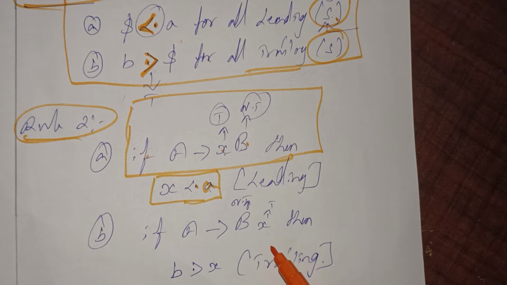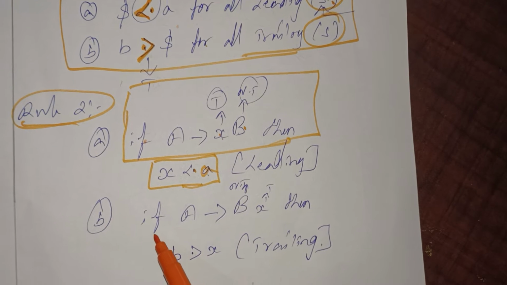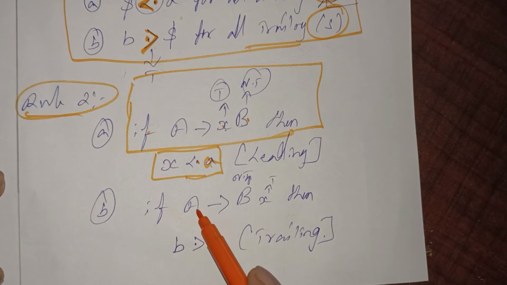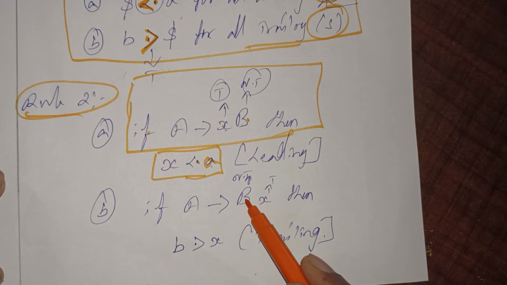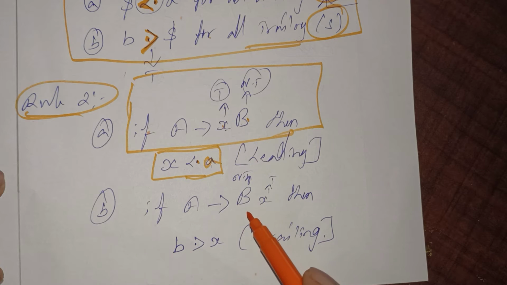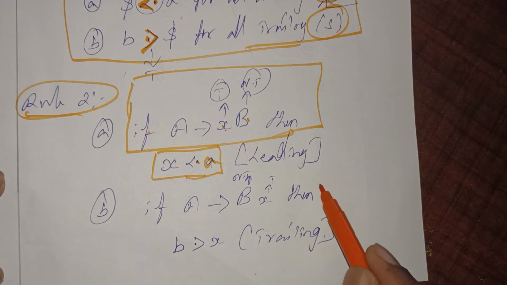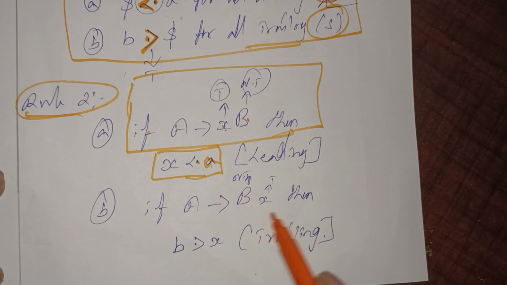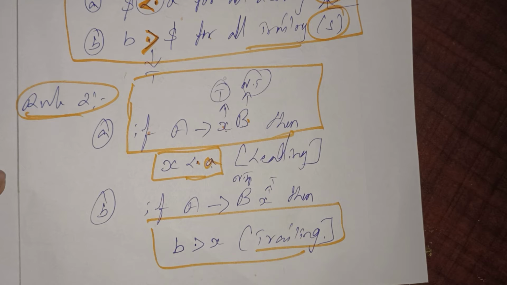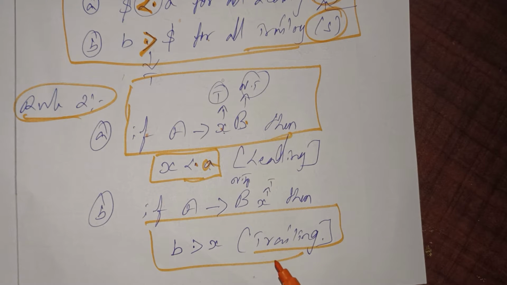X leading A. Second thing: if in any given grammar the production rule is in this way, say a non-terminal on the left-hand side points to a non-terminal and a terminal, so this is quite the reverse here, then B trailing X. This is the way we need to perform it. I'll tell you how exactly it is performed.